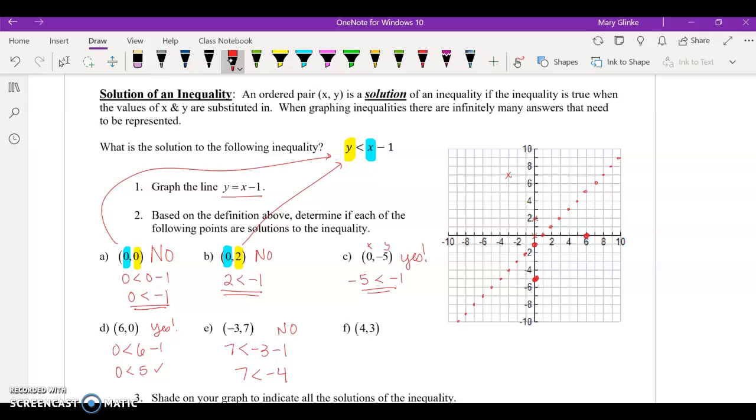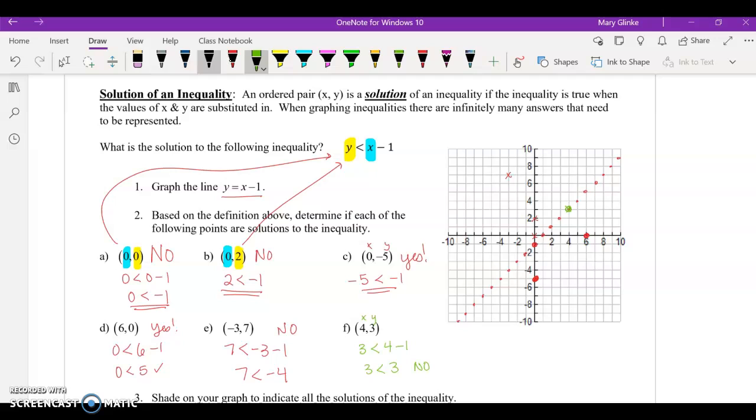So 4, 3, this one is 4, 3. It's this point right here. So now what we're trying to do is see if the points on the line work. So when x is 4 and y is 3, we get 3 is less than 4 minus 1, or 3 is less than 3. This one is no. This point itself does not work.